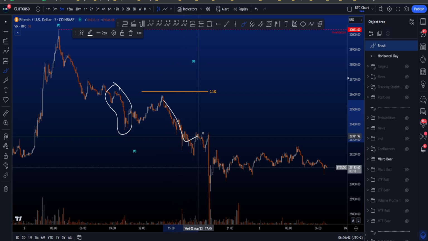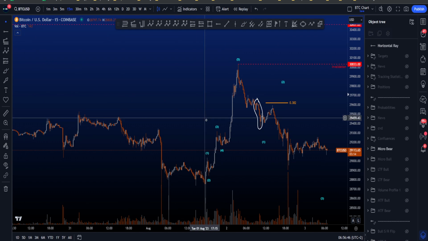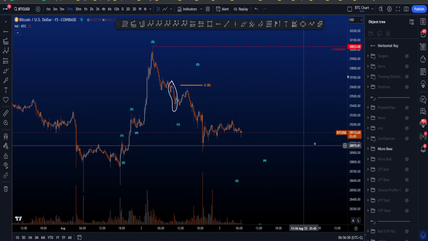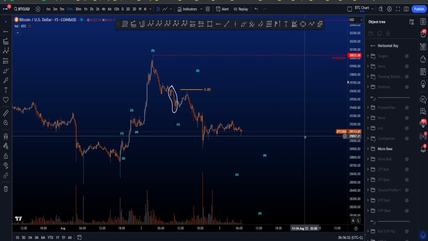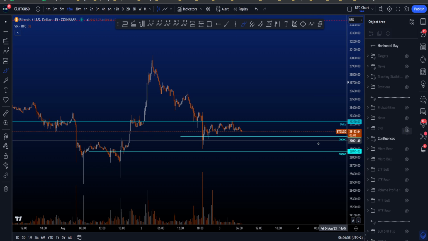And also over here it looks very much like a three-wave structure, so that's why potentially that WXY or maybe even a WXYXZ hitting that daily naked point of control is such an interesting scenario for the bullish scenario towards the upside. But as always, we have to observe the reaction and we have to check volume and CVD divergences.